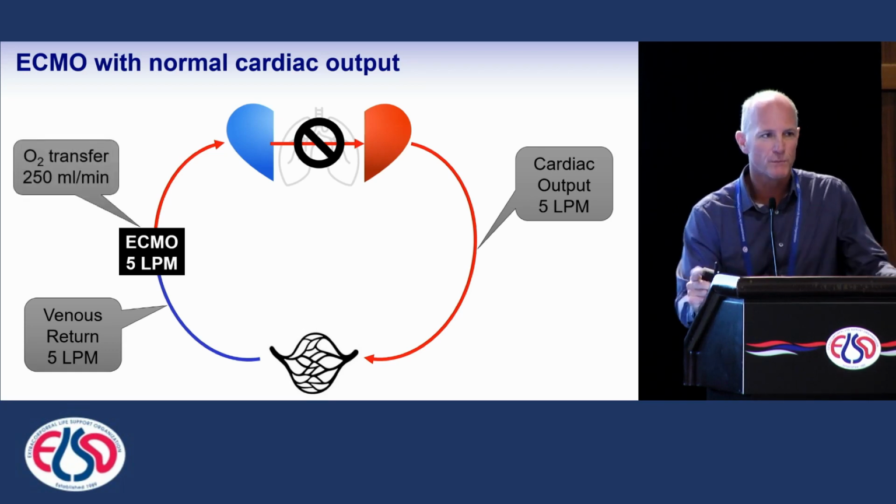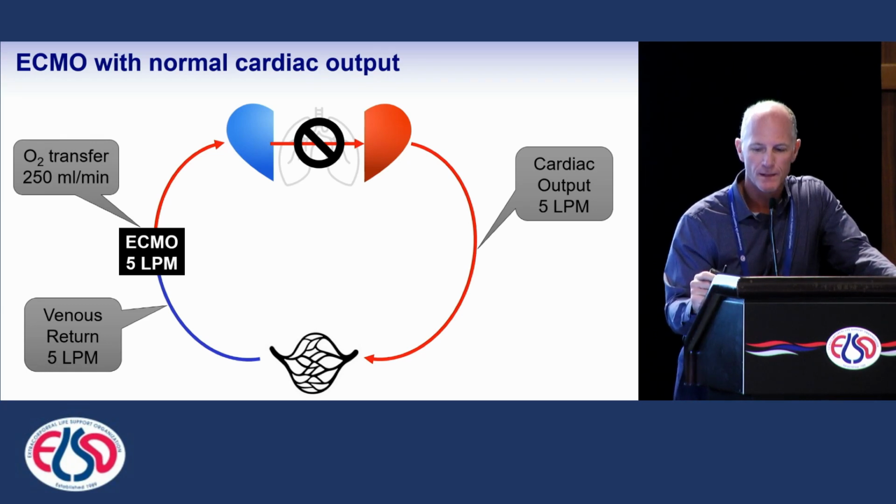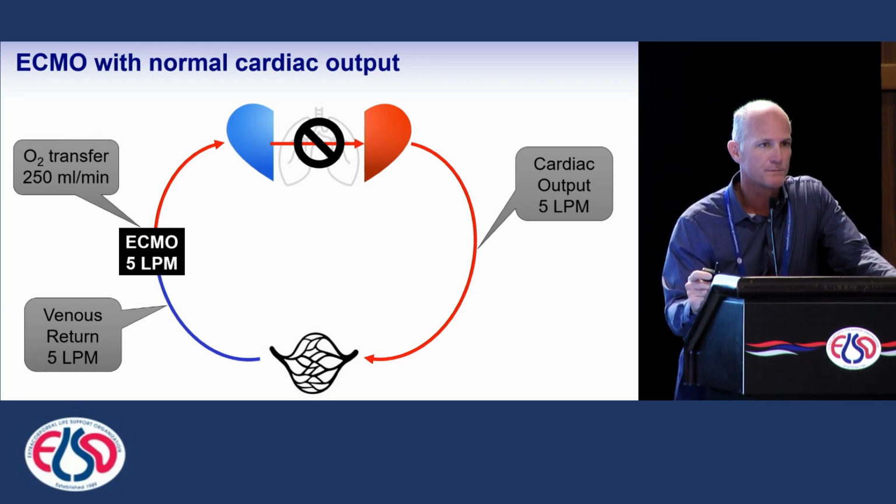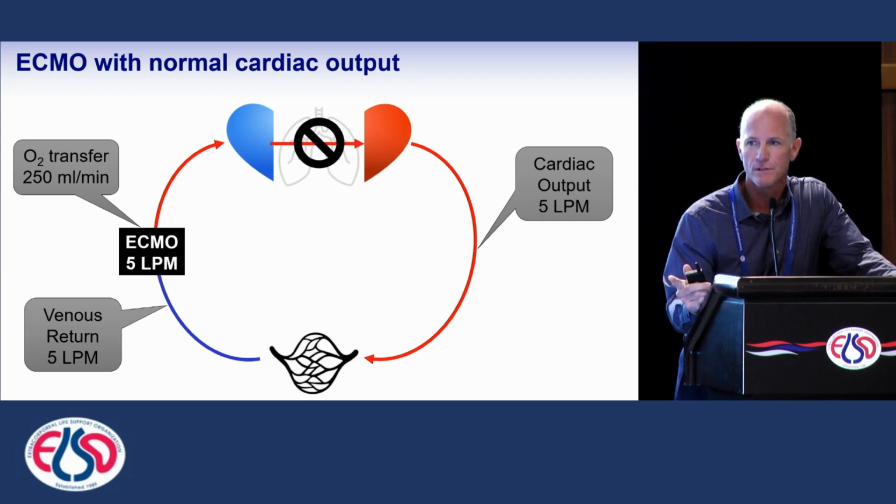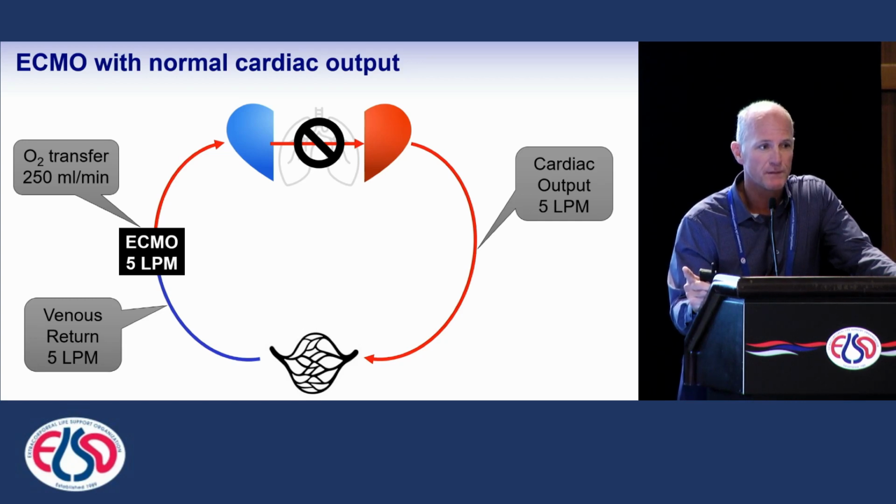In that ECMO circuit, we can do the calculation. The O2 transfer, let's say, is 250 milliliters per minute. What did Dr. Bartlett say the oxygen consumption of an average-sized human being at rest was yesterday? I think he said 240. It's about 3 cc's per kilo per minute. This ECMO circuit in this situation is providing 100% of the oxygen that this patient needs. This is a great situation.